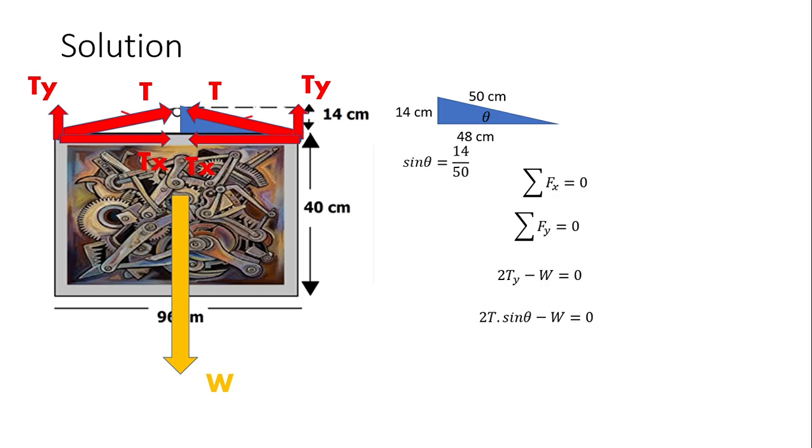Now we got the result. Sin theta is 14 over 50. So we get the rope tension value. Easy. Okay, we will continue again.